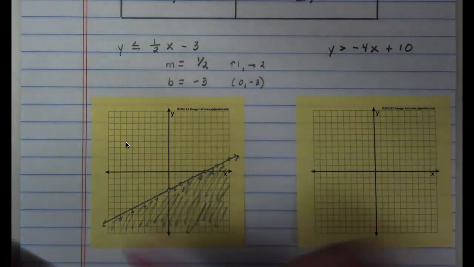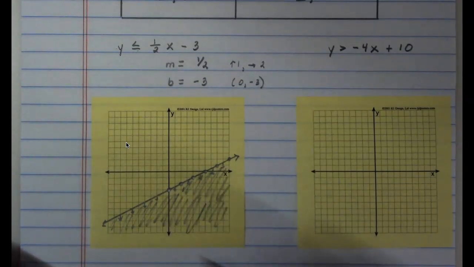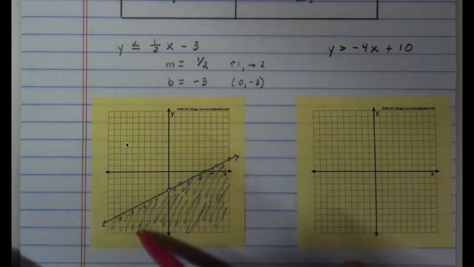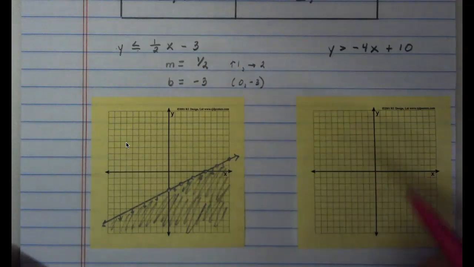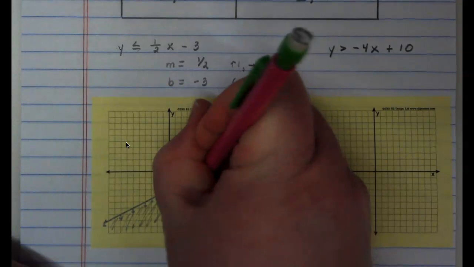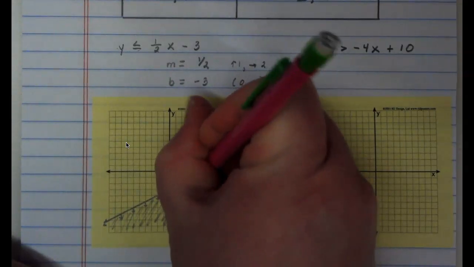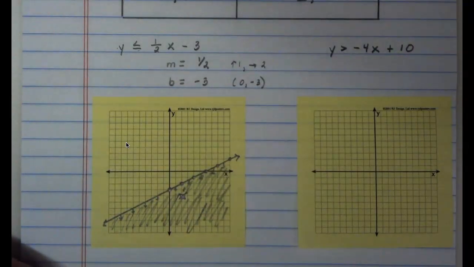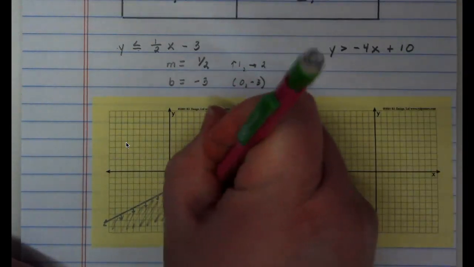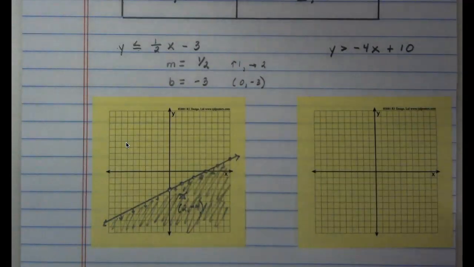So now we have our inequality graphed. The last thing we want to do is check a test point to make sure that where we're shading is actually the right area. You can pick any point in this shaded section here. Let's pick this point right here. Put an X there. That point is 2, -4. So that's our test point.